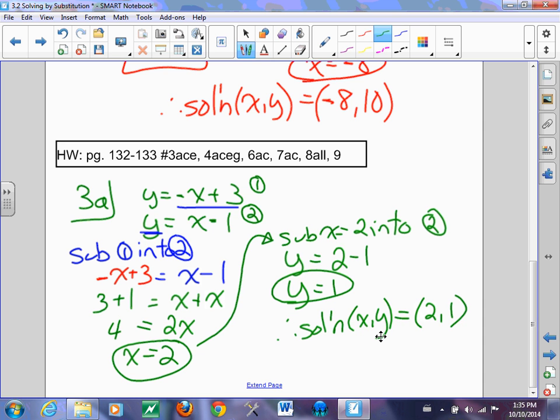So folks, with these first questions we start out with, they're pretty easy. When both variables are isolated, then you just let them equal each other. Okay? And you can go right to this expression here, as long as you put down sub 1 into 2.